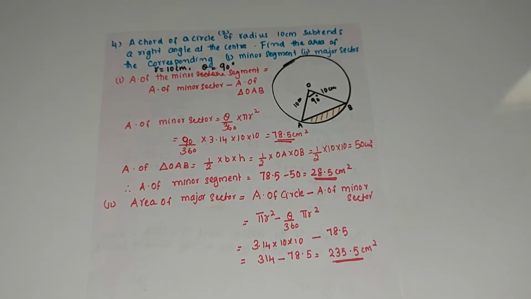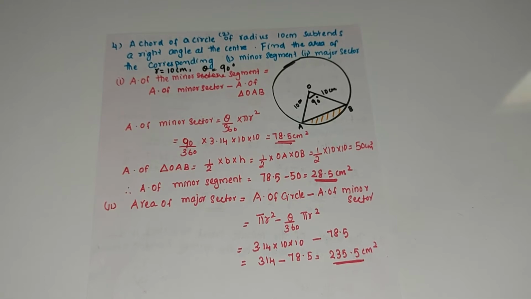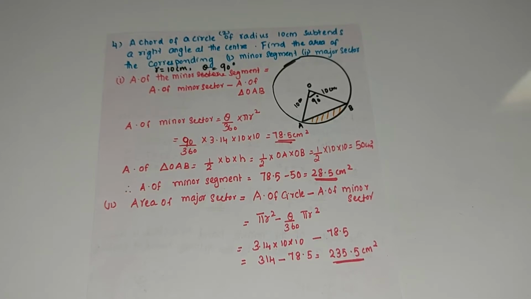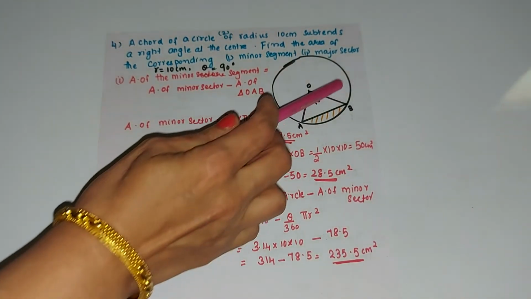Our next question. A chord of a circle of radius 10 cm subtends a right angle at the center. Find the area of the corresponding minor segment and major sector. So, you have to find out the area of the minor segment and the area of the major sector.